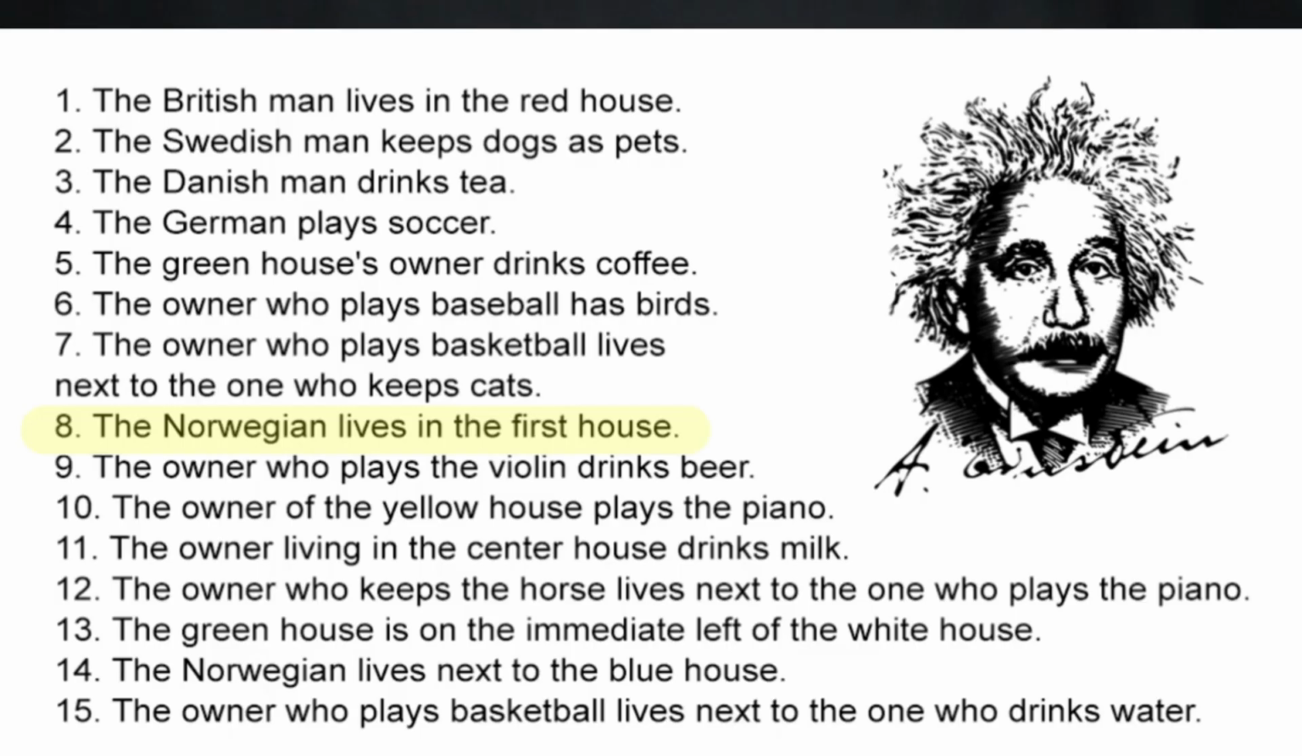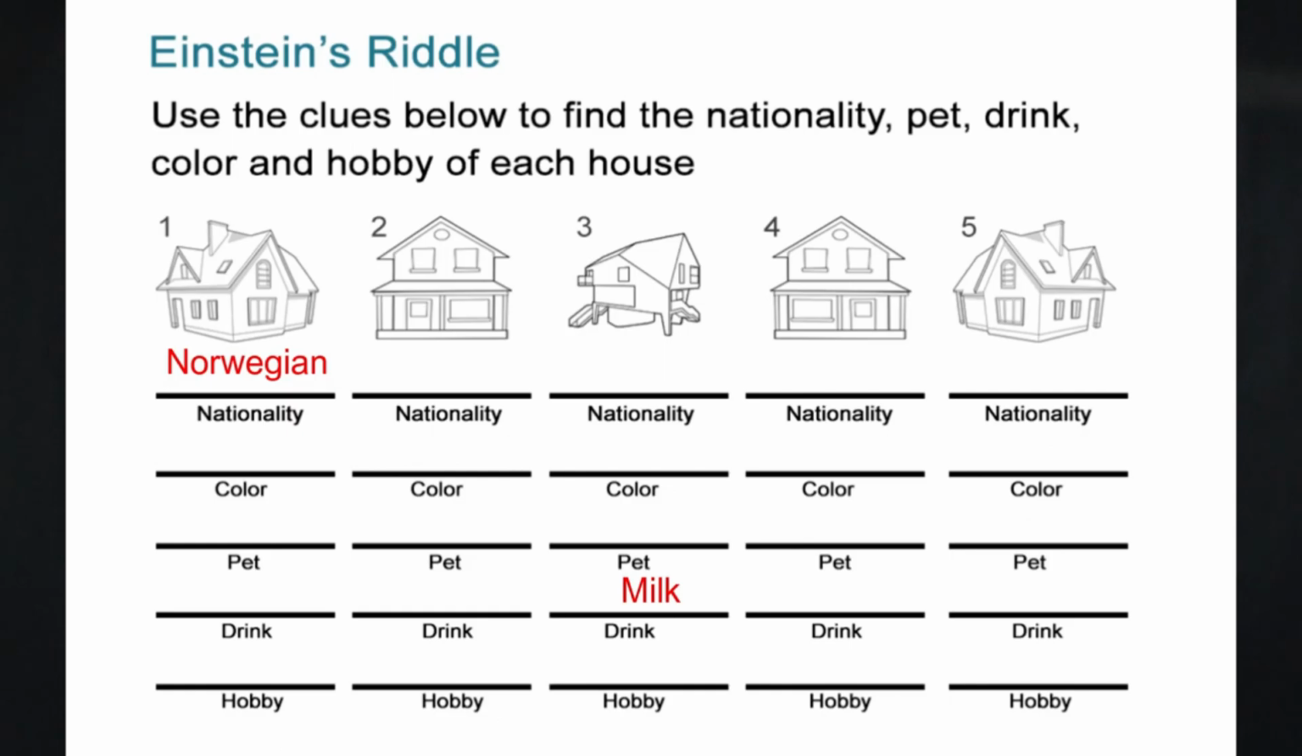For example, the Norwegian lives in the first house. The owner in the middle drinks milk. Students continue until they complete the whole worksheet. This activity works for students of most ages and usually takes about 20 to 30 minutes to complete. Once a student is done, tell them to turn their papers over and continue other work without giving the answers away. After most of the students are done, you can go through the answers by asking the class.